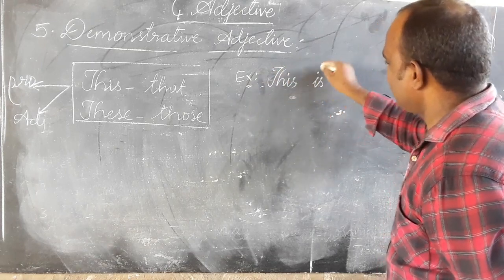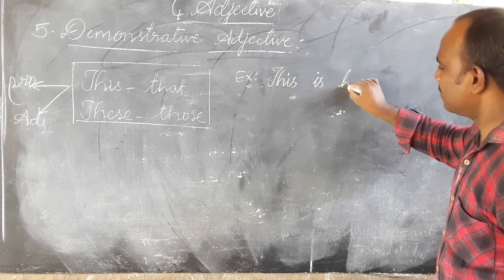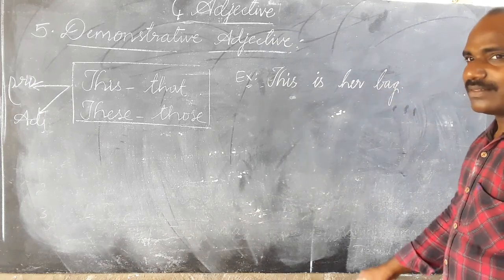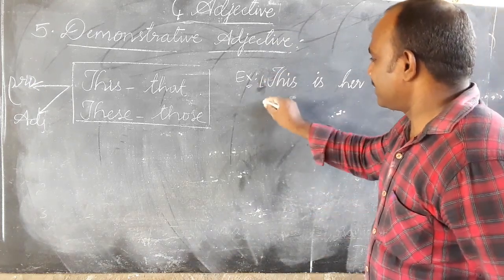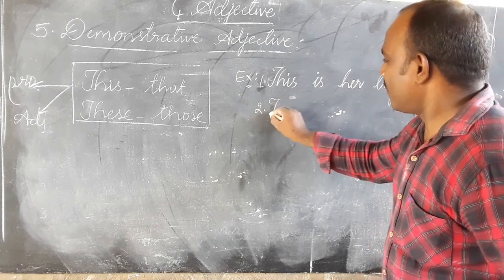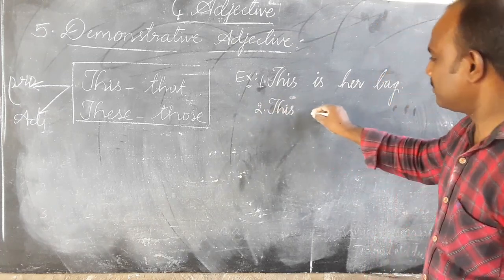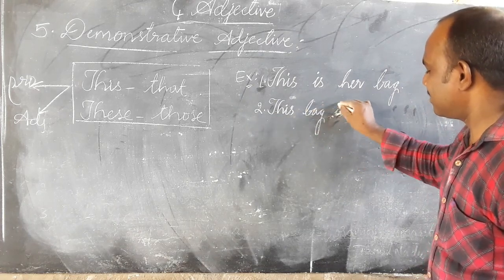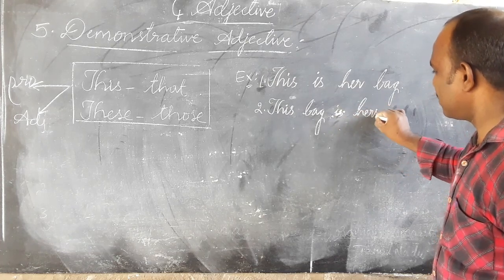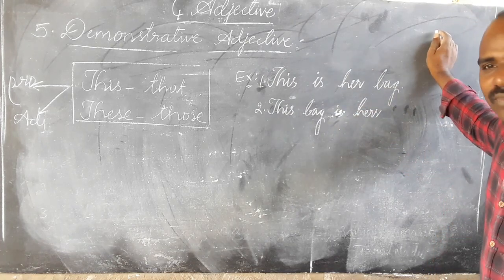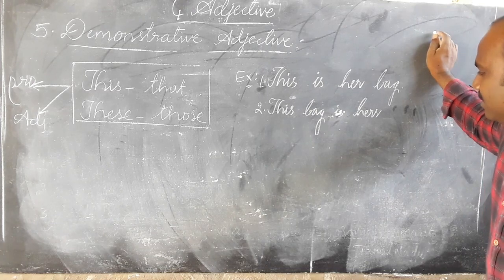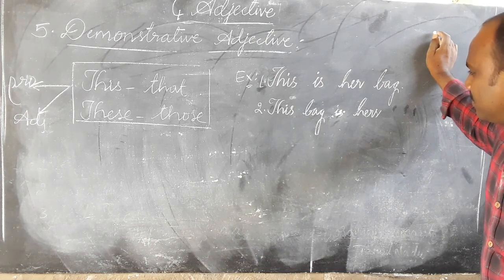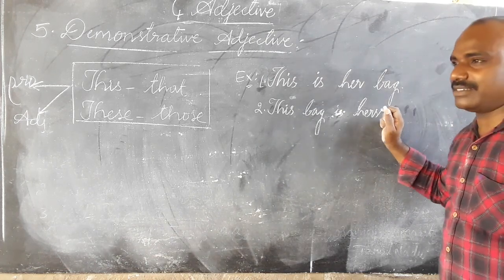This is her bag. This is the first example. Second one. This bag is hers. Yeah, this bag is hers.